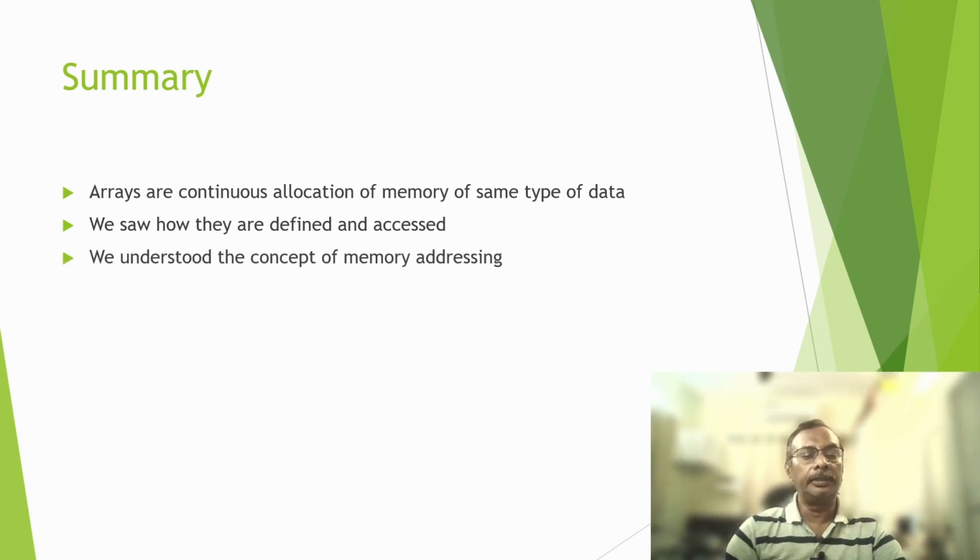We also understood the concept of memory addressing. We understood that every byte in the memory will be assigned an address, and that is how the memory manager of the operating system manages each location to allocate the array and access it. So we use a formula like starting address plus the index times the size of the data type. That is how we access a particular location.